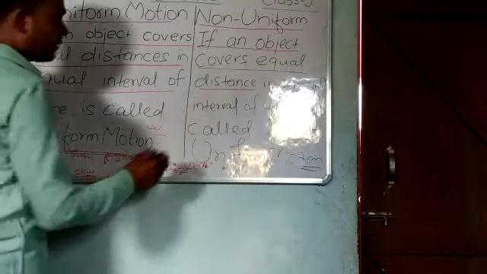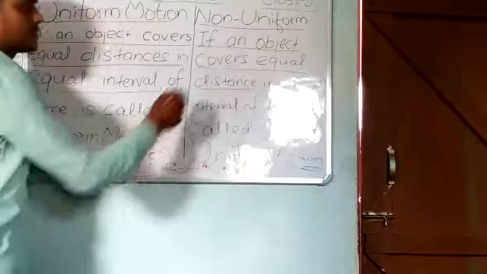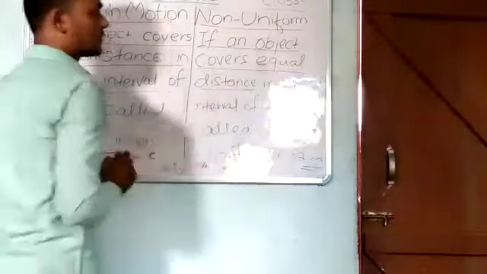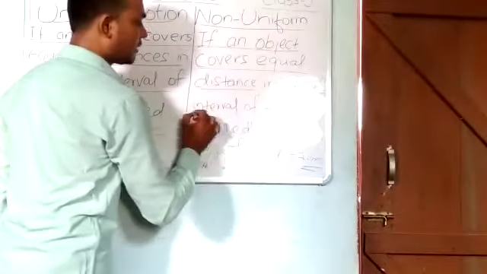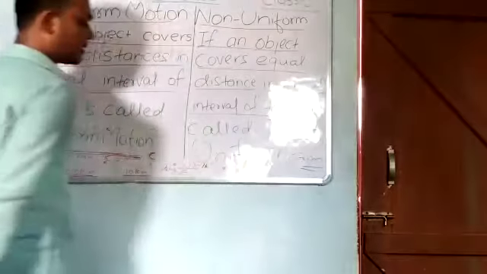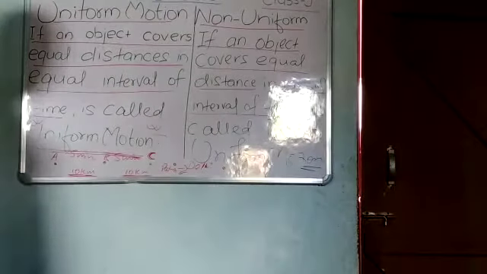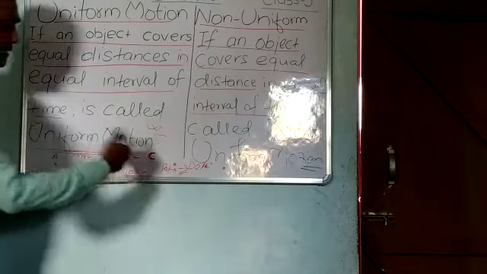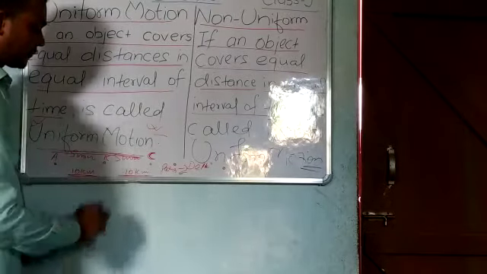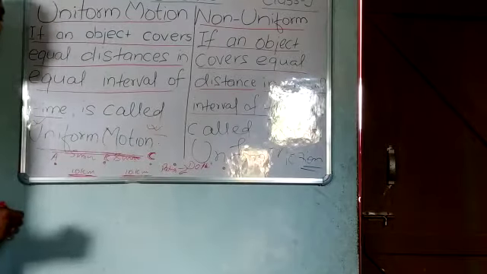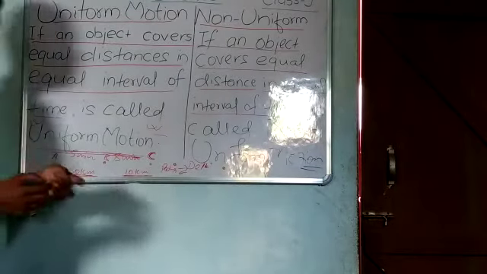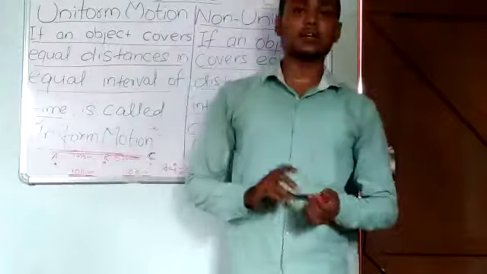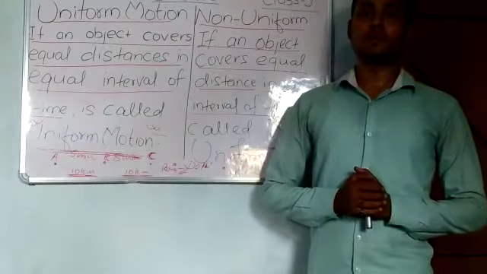So if an object covers equal distance in unequal intervals of time, means if an object covers the first 10 km in 5 minutes and another 10 km in 8 minutes, then it is said that the object is in non-uniform motion.